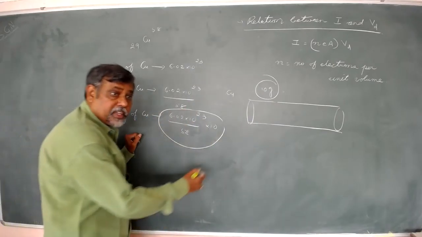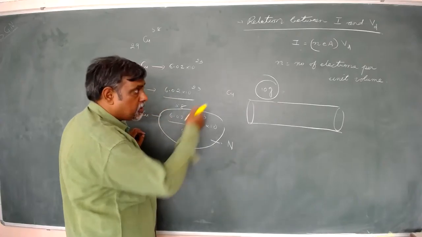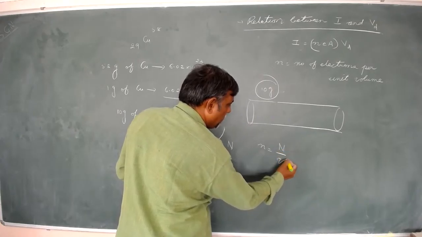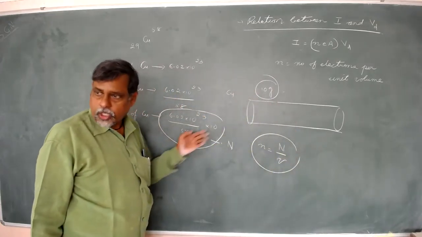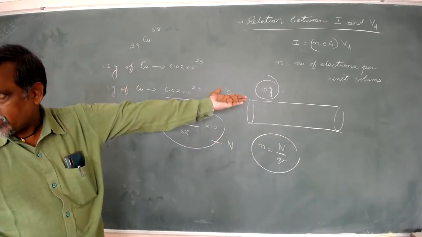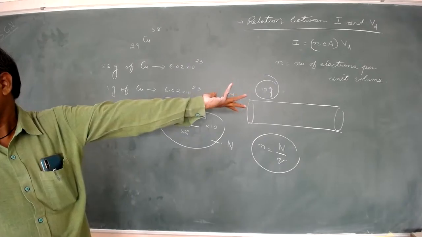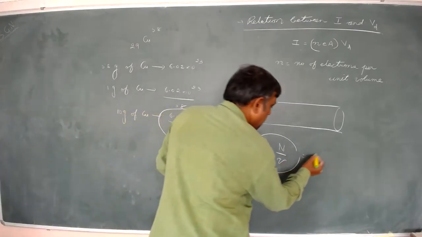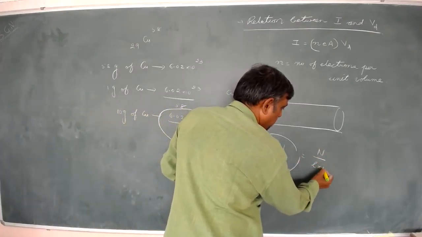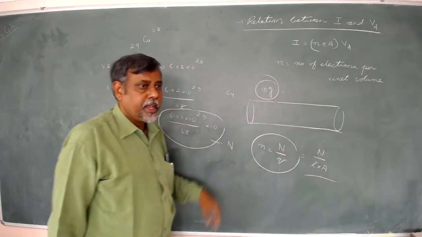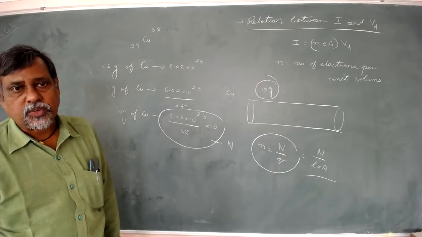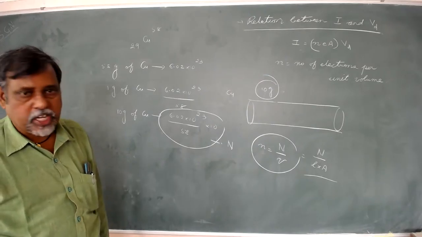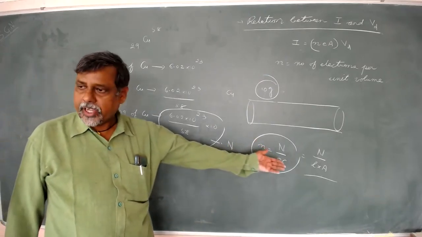What is that? That is capital N, but not small n. Small n is the number of particles per unit volume. Volume you have to calculate. For that, data will be given: length of the conductor, radius of the conductor. Using the radius, find the area of cross section. So volume is length into area of cross section. That gives you the volume.